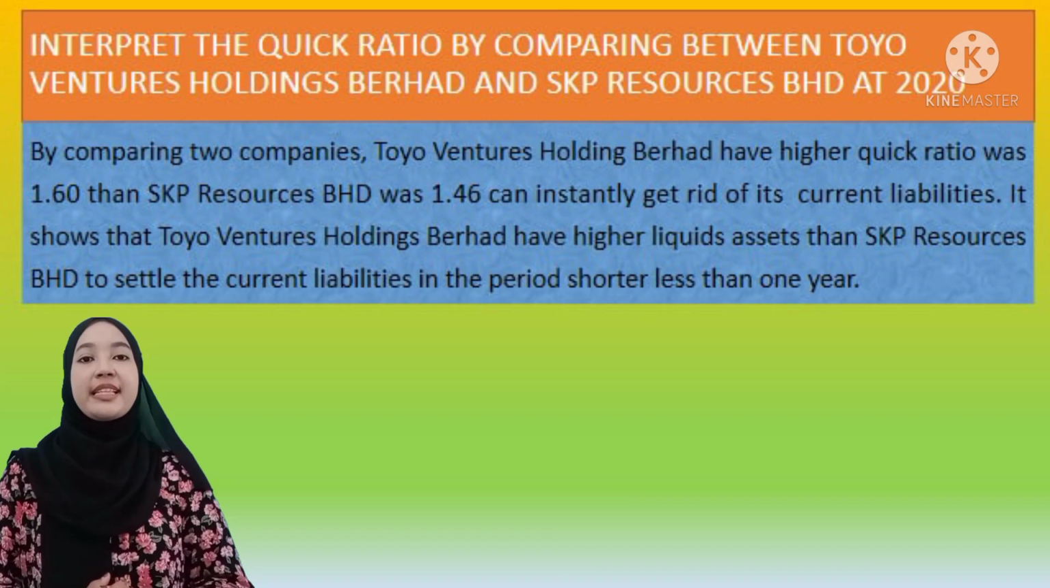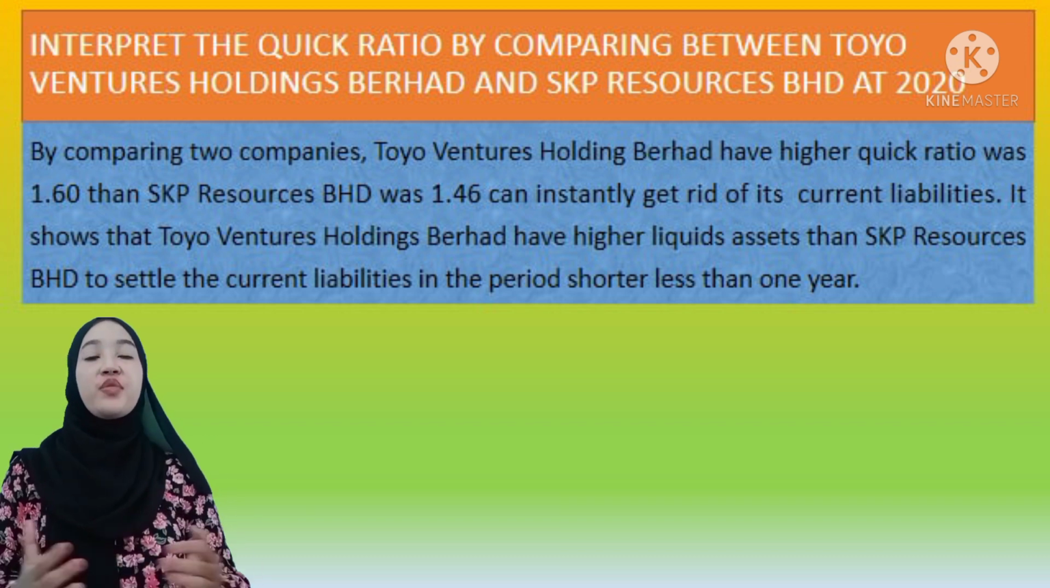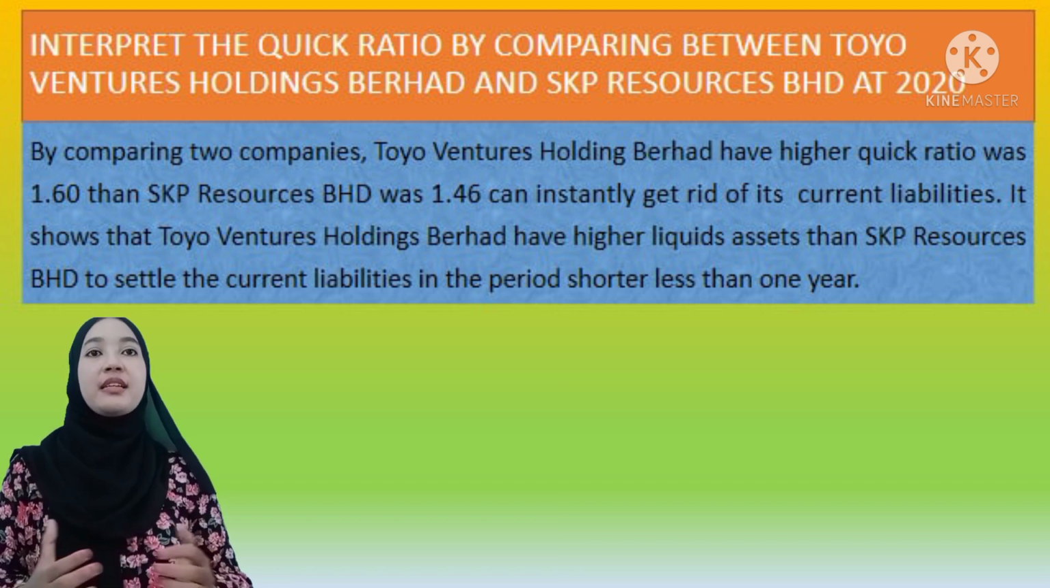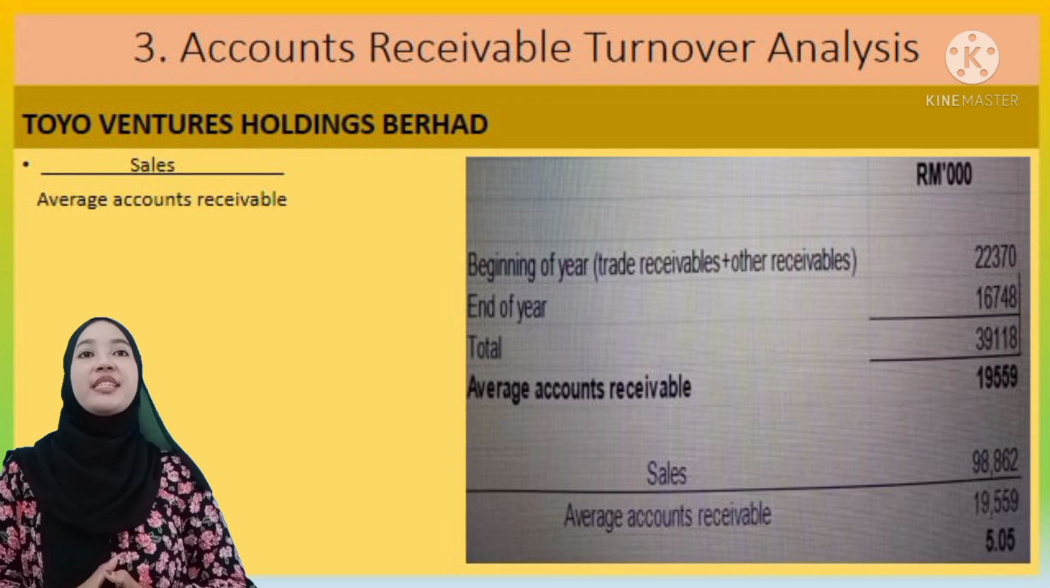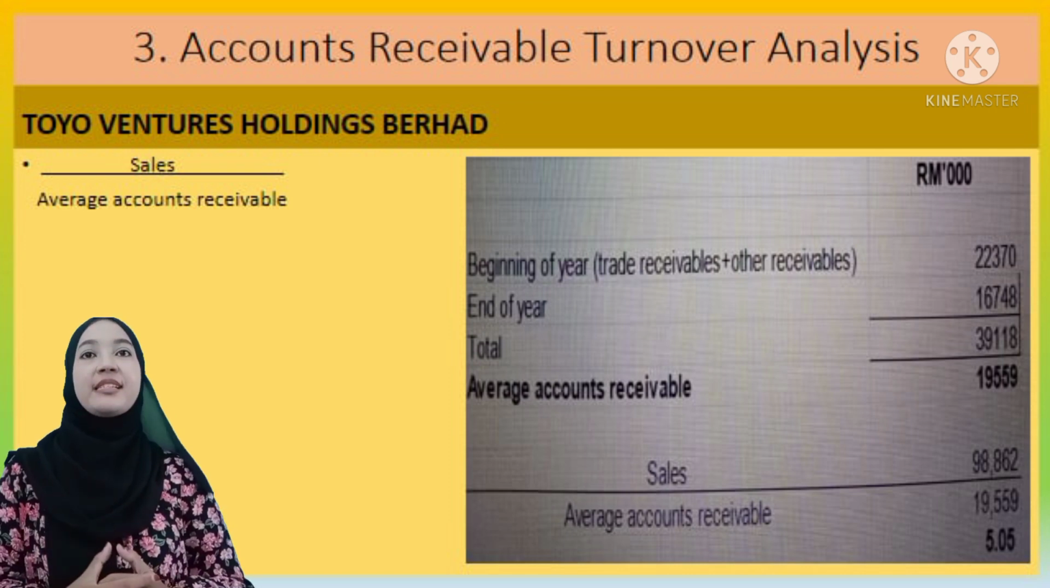I will interpret the quick ratio by comparing two companies at 2020. Toyo Ventures Holding Berhad have higher quick ratio, 1.6, than SKP Resources Berhad, 1.46. It shows that Toyo Ventures Holding Berhad can settle the current liabilities less than 1 year. Third, account receivable turnover analysis. The formula is sales divided by average account receivables.